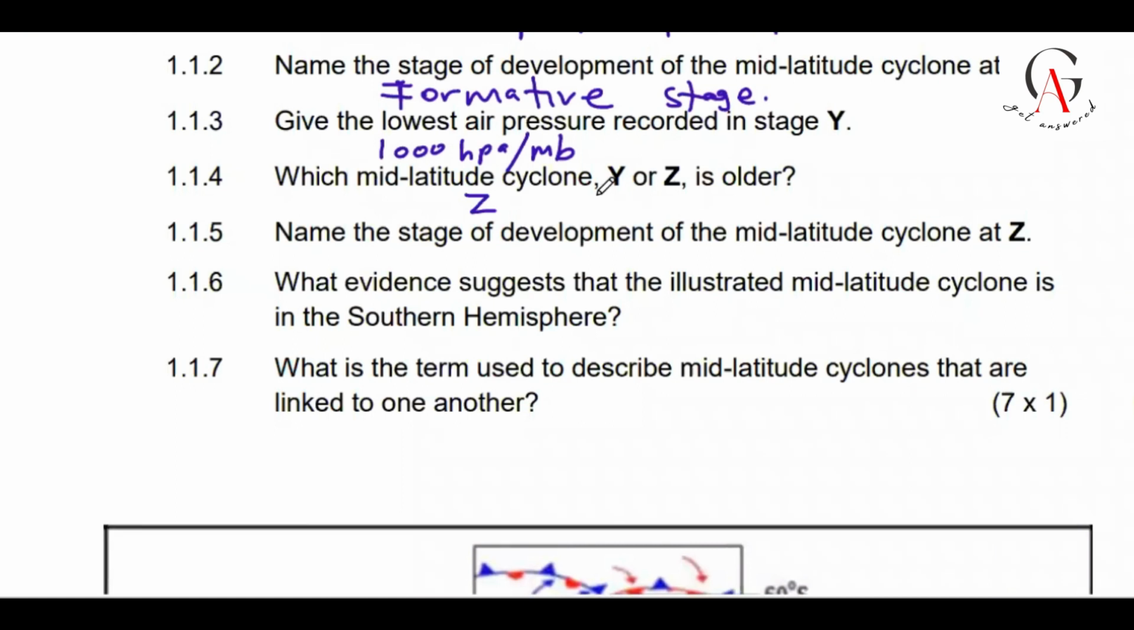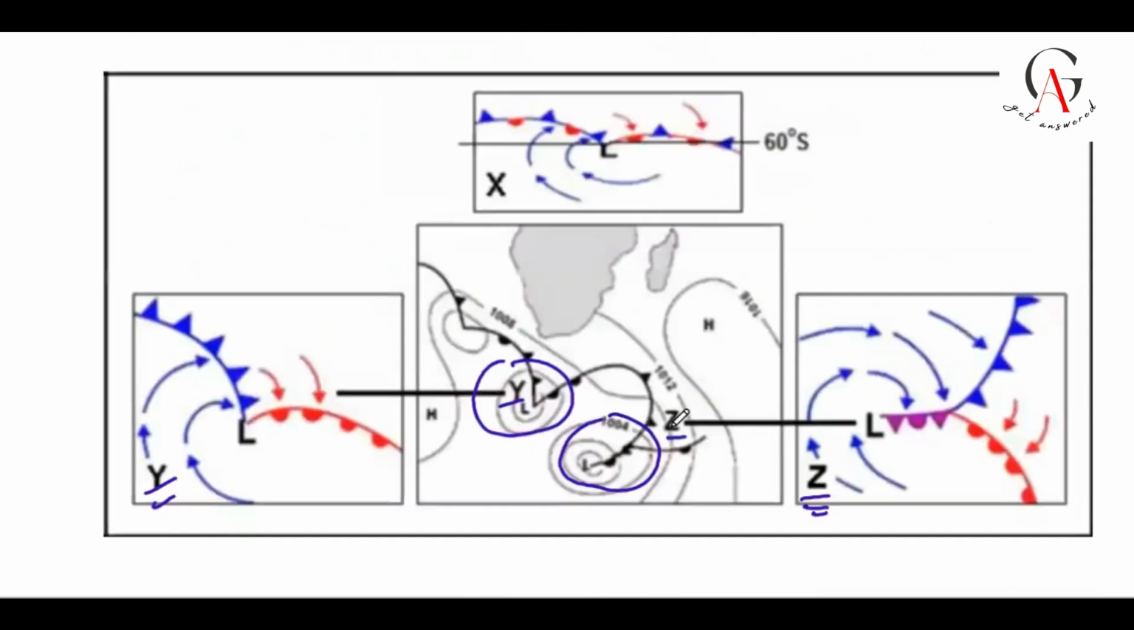So it is supposed to be Z. How do we tell that? Let's go back to our diagram. Remember, we know that mid-latitude cyclones move in such a direction. We say they move from west going to the east, in an easterly direction.